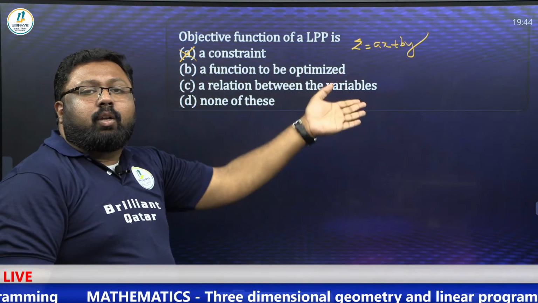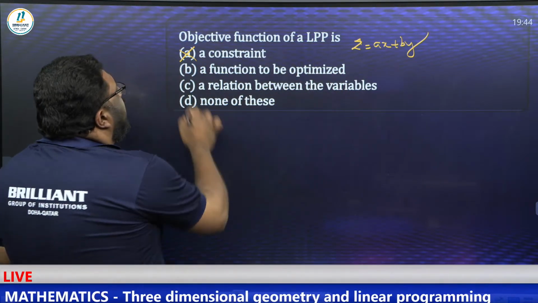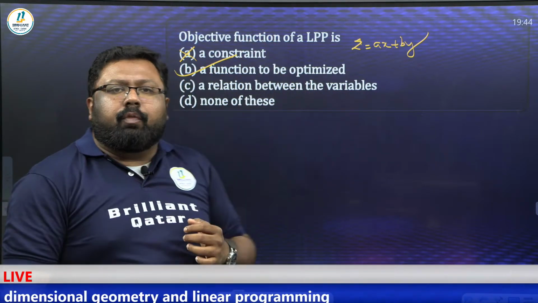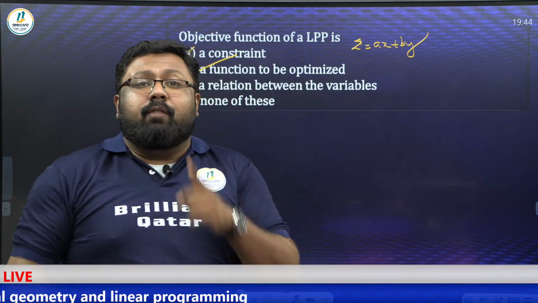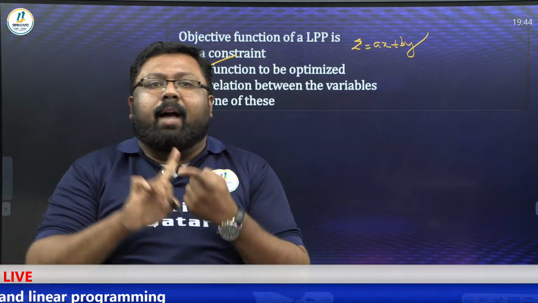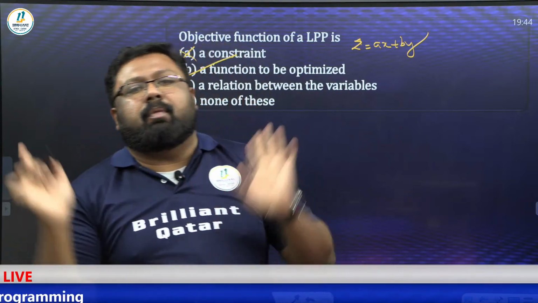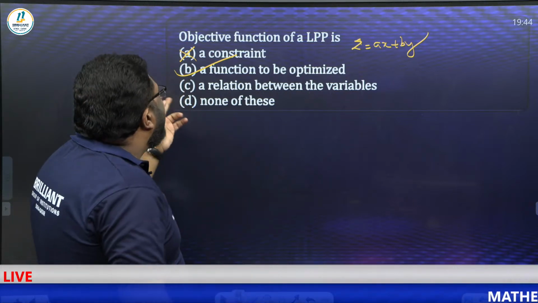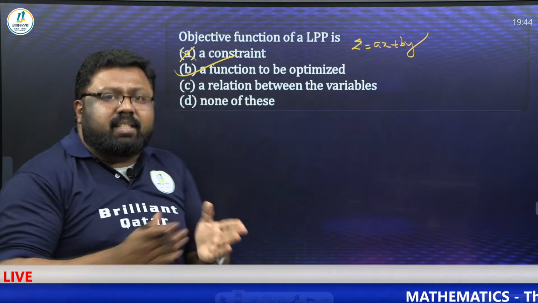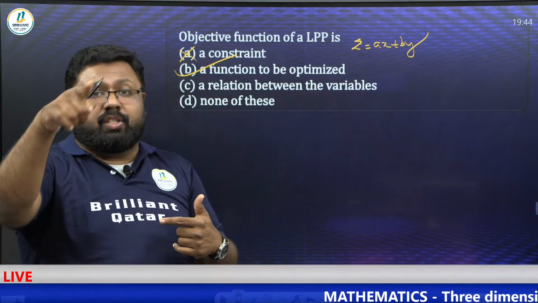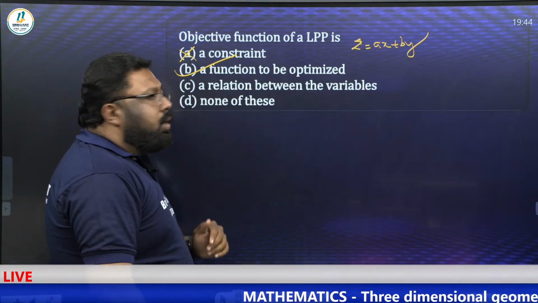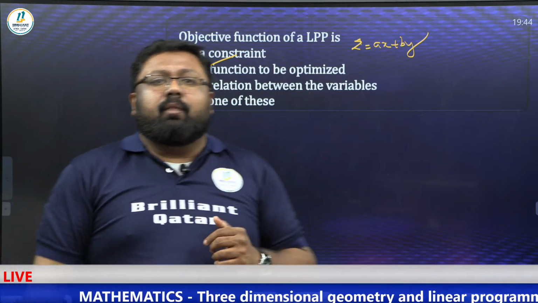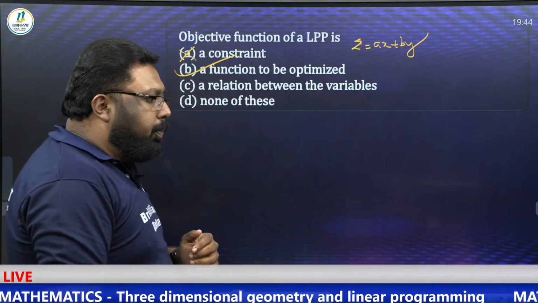Definitely it is trying to compare values here. And is it a function to be optimized? Yes. An objective function of an LPP is a function which has to be optimized by finding the maximum value or the minimum value. Is it a relation between two variables? Yes, it is a relation, but it is definitely a function. None of these. So always learn: objective function is a function which has to be optimized.